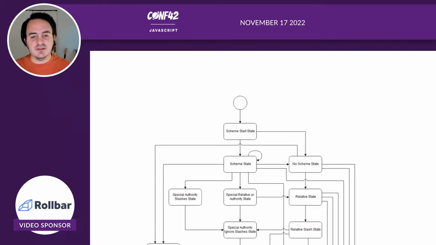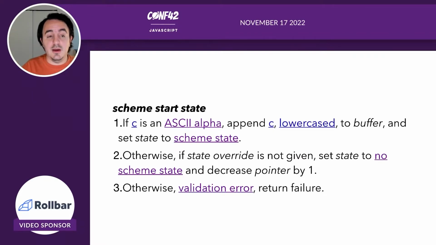And according to the scheme state, it can go to special authority slashes state, special relative or authority state, or relative state. Special authority slashes state means that I either have a username and password kind of combination, so I need to parse that state. If it's a special relative or authority state, it can be a file path. In Windows it's something else, and in macOS and Unix systems it's something else. And according to that, it can be a relative state. So it's not as easy as writing a regex or understanding it.